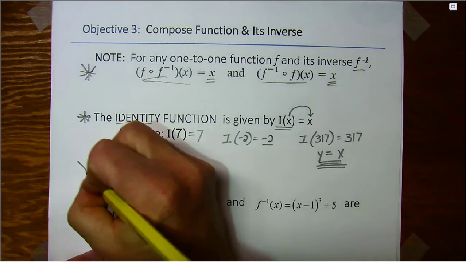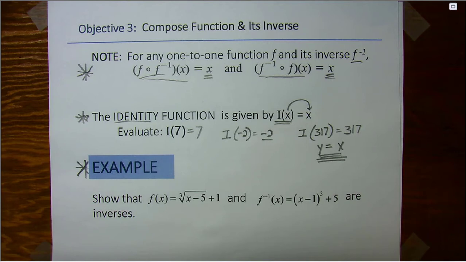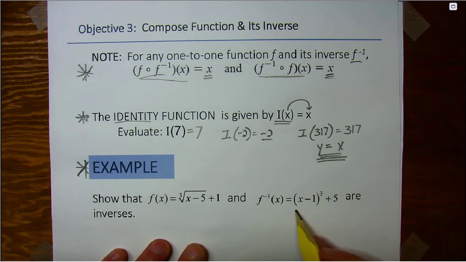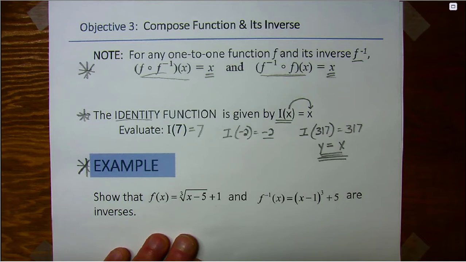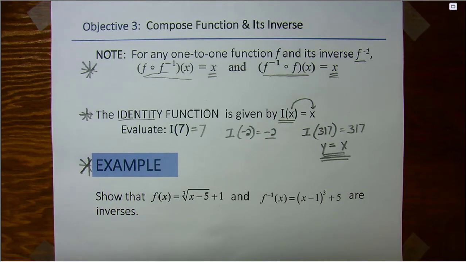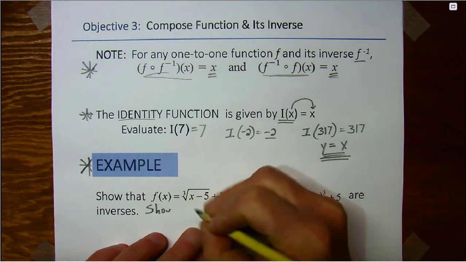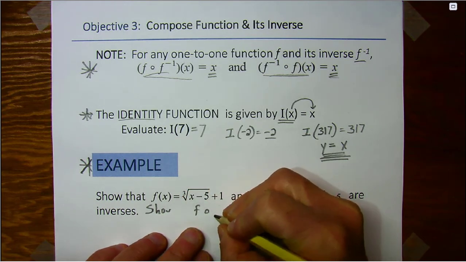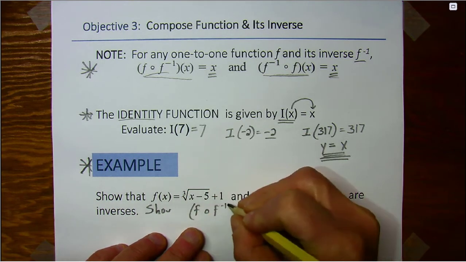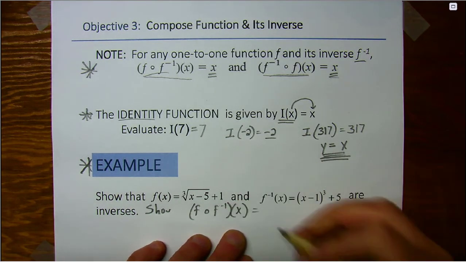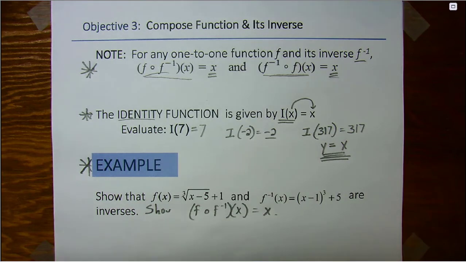In fact, let's prove that with an example right here. We want to show that f of x, which is the cube root of x minus 5 plus 1, and f inverse, which is x minus 1 cubed plus 5, are inverses. We're going to do this by plugging one into the other. That is to say, we want to show that f composed with its inverse, everything cancels out and leaves us with just x. So let's do that.